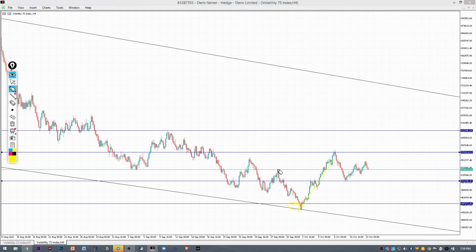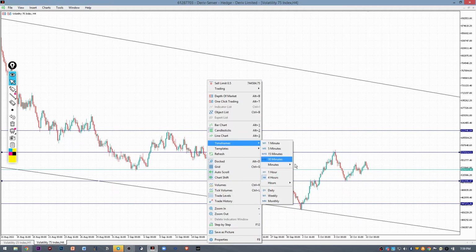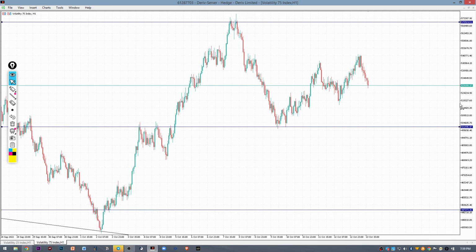We can see we have the structure broken on the 4 hour time frame. We have this new higher high. We can see price come for that retracement, and price now basically continues to the upside. What we can do right now is scale to our smaller time frames, like our 1 hour time frame, just to build more confluence, right?